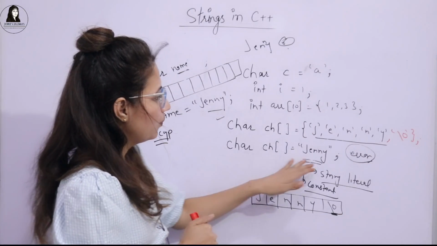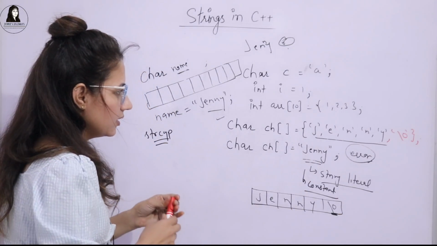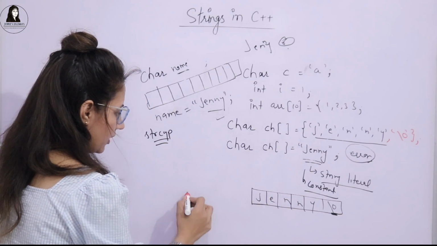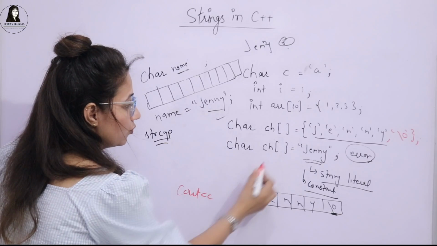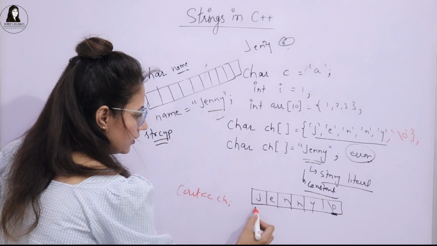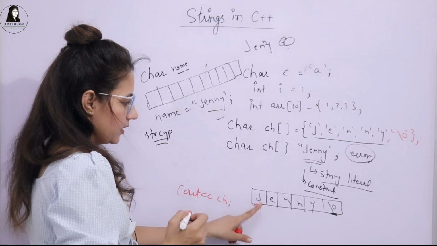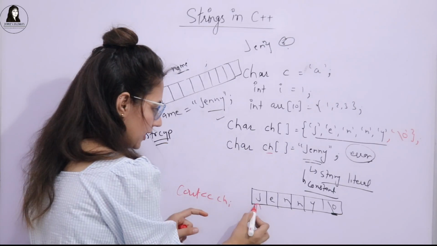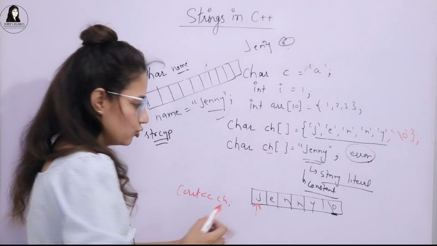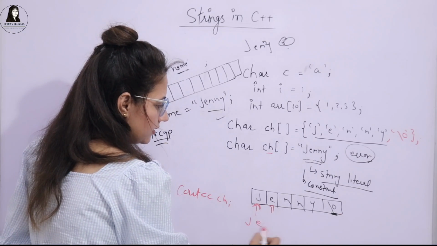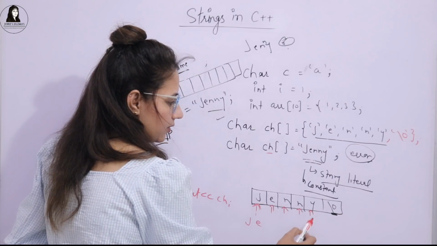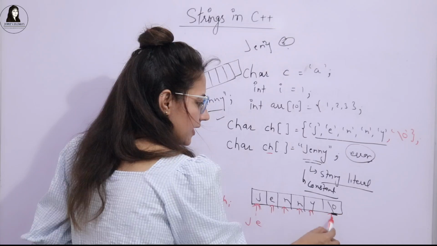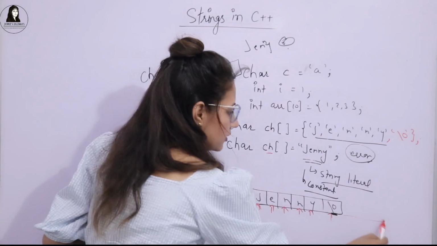Right. Now if you want to print the string Jenny, or calculate the length, suppose I want to print with cout this CH. Obviously the name character array will contain the address of the first character. So it will first print J, then the next character E, then N, then Y. When to stop? The condition is, as soon as it sees a null character, stop. No need to print further.